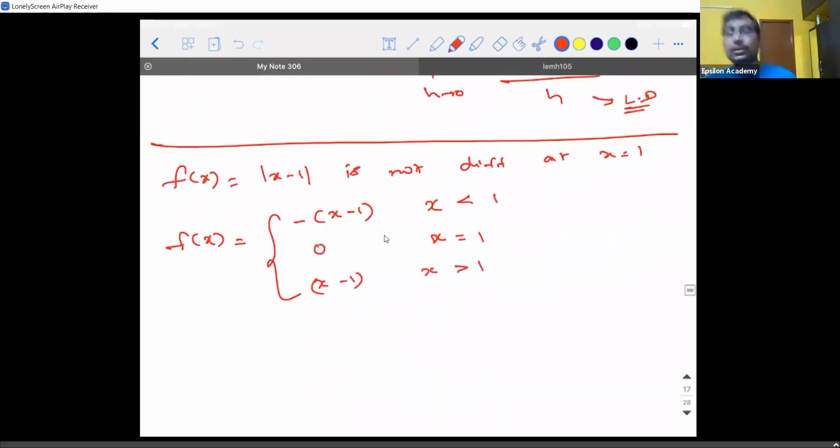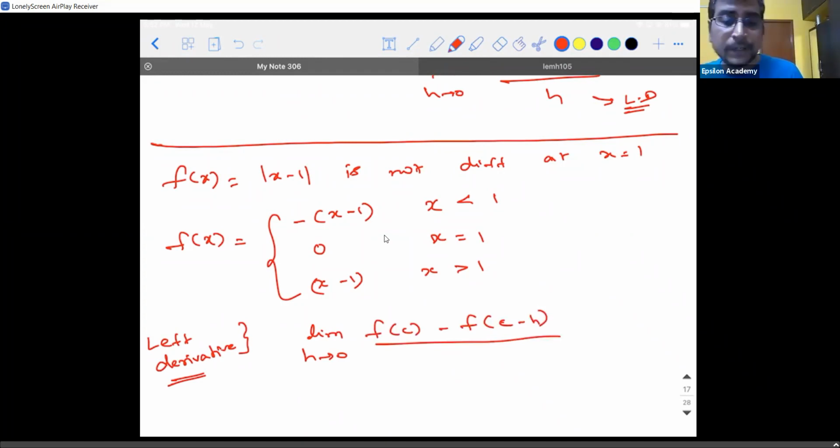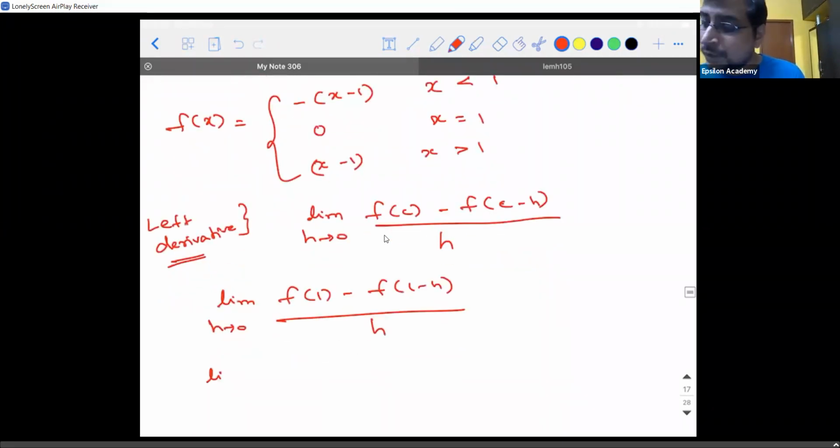Now, what are we asked to check? We are asked to check the differentiability of it. I am going to do the left derivative. Tell me now, how to find the left derivative? Limit h tends to 0, f of c minus f of c minus h, the whole divided by h. I'm checking it at x equal to 1, so to be more specific: limit h tends to 0, f of 1 minus f of 1 minus h, divided by h.